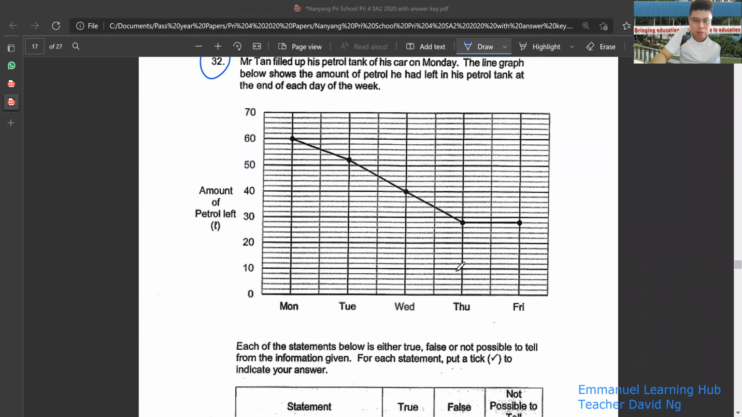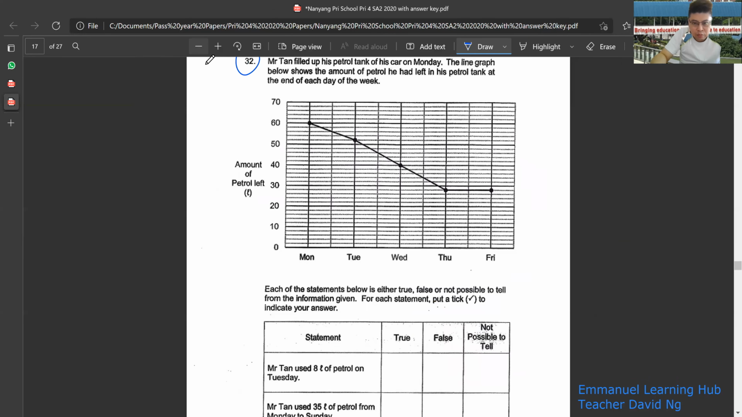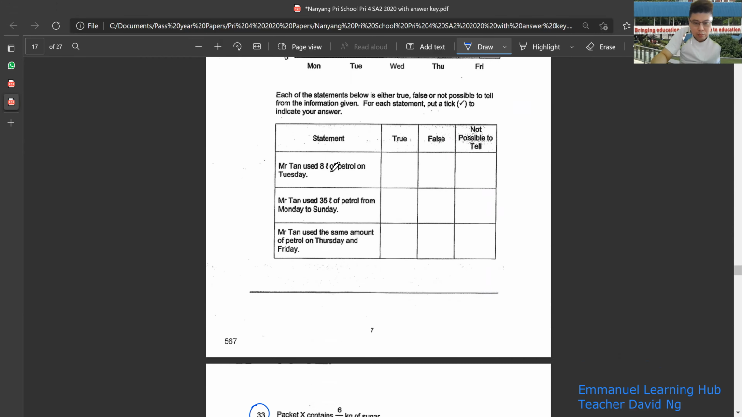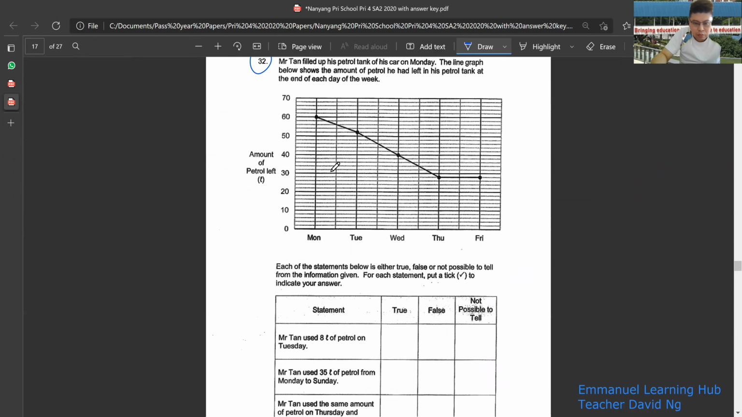32. Okay, 32 is the true false question. You still can read the handwriting here, right? It's not too small for you to read, right? It's a bit small. If I zoom in, the handwriting can become big. Okay, you zoom in yourself.